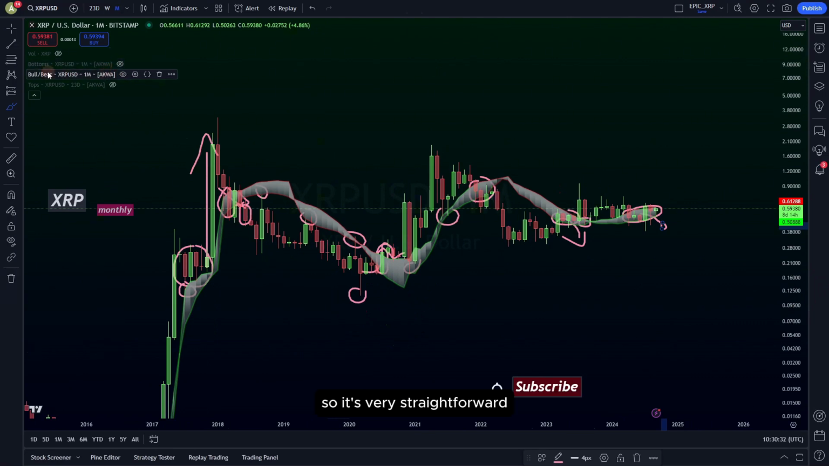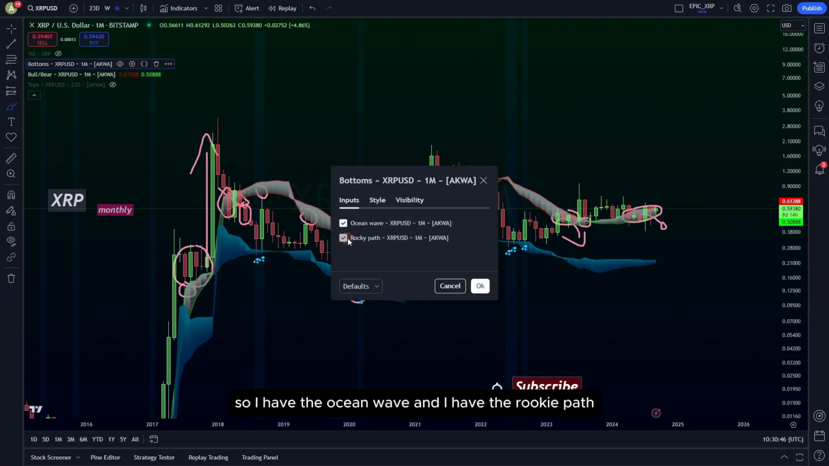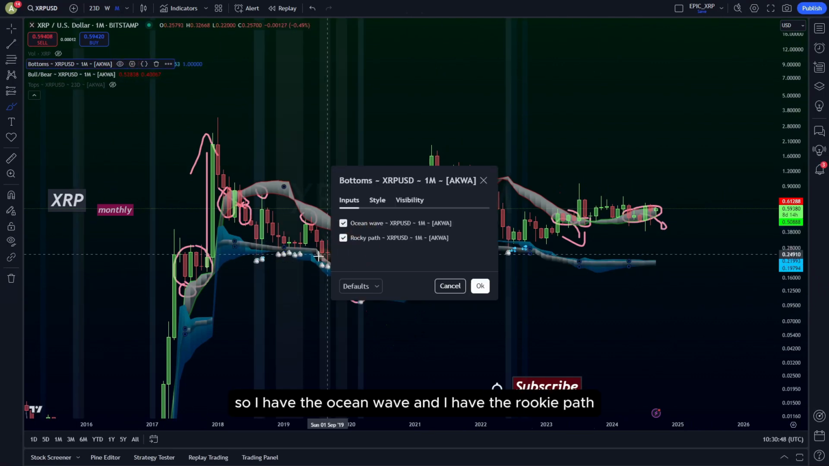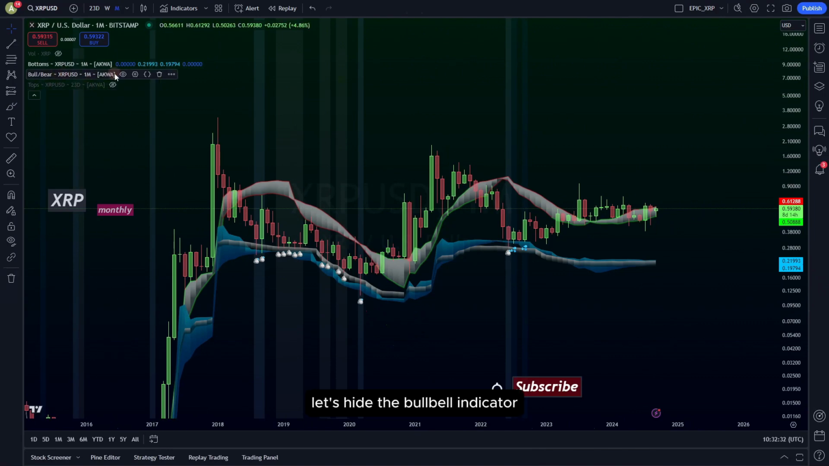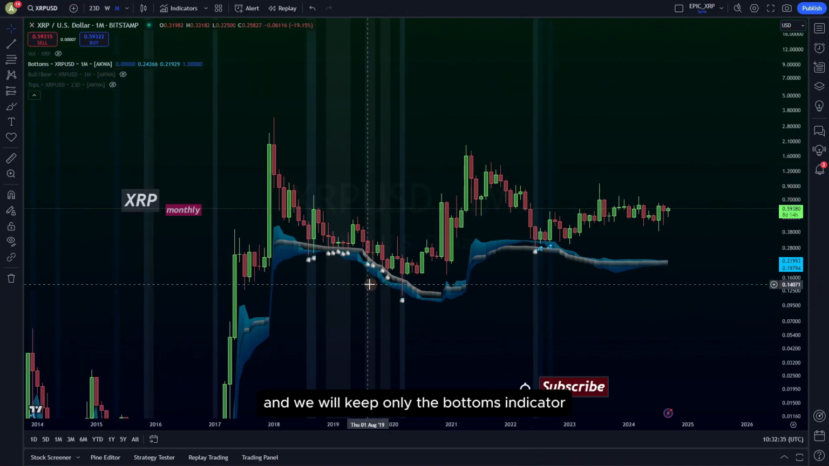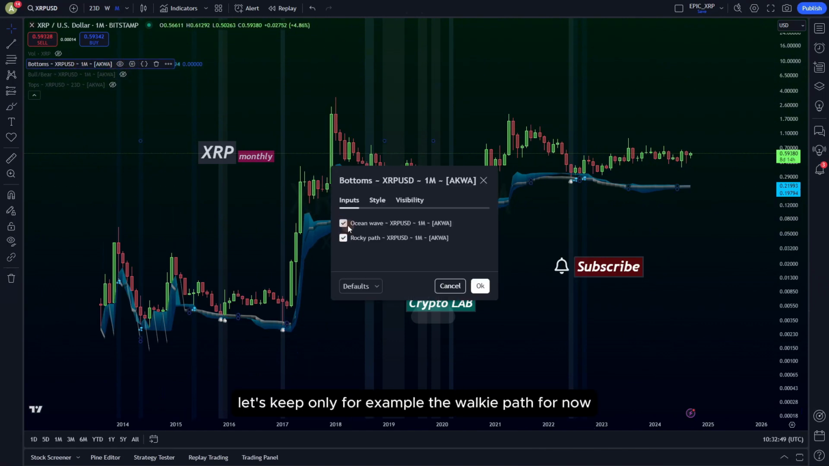So it's very straightforward. First we had the bull bear band, right? The bull bear indicators. I have only one for now for XRP, and for the bottoms, let's see if I display them here. I have two of them. So I have the ocean wave and I have the rocky path. And I'm going to explain to you the purpose of these indicators and how I use them. For now, let's hide the bull bear indicator and we will keep only the bottoms indicator. And in fact, let's keep only, for example, the rocky path for now.